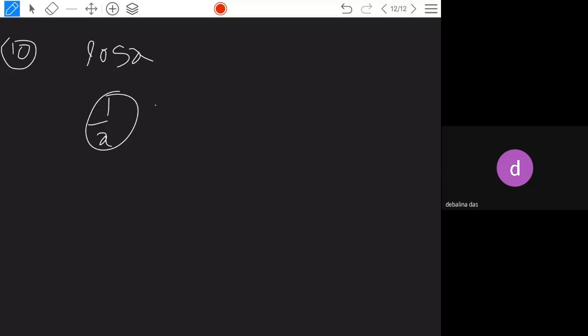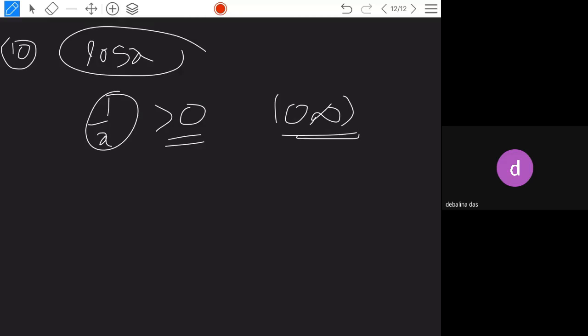Always greater than 0 for positive numbers. Only when x is positive. So that's why this is greater than 0 in the interval of 0 to infinity. So this log x is increasing function in the interval of 0 to infinity. Log x, whenever you take it, consider.